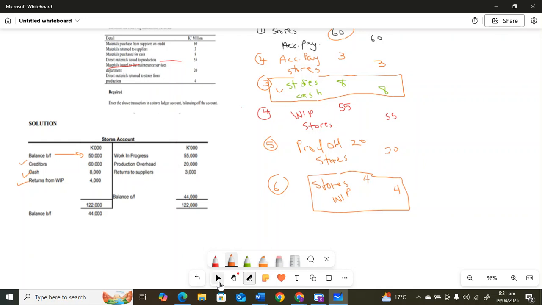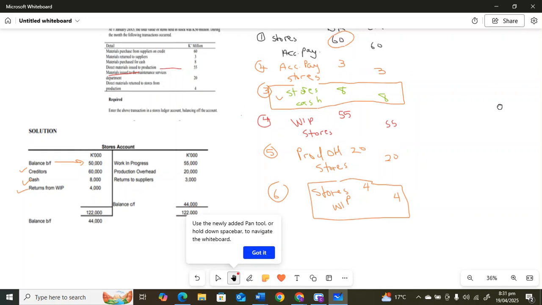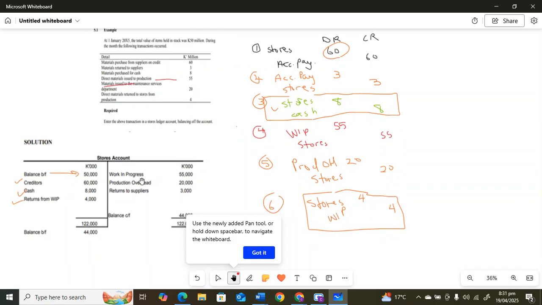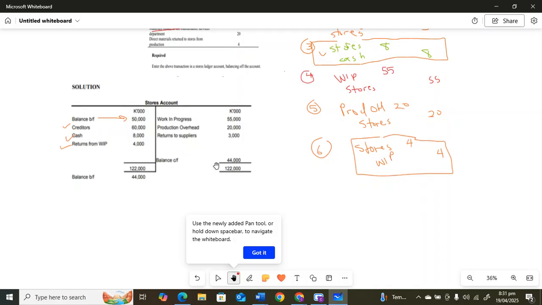Then the remaining ones are the credit entries. Like we've got for work in progress this one, 55,000, here it is, January 24. Production overhead 20,000. As you can see, stores is credit side. Work in progress again, so stores credit. Returns to suppliers is this one here. What do we do for returns to suppliers? This 3,000. Here under accounts payable, you can also put returns to suppliers. Then you remember how to balance off.